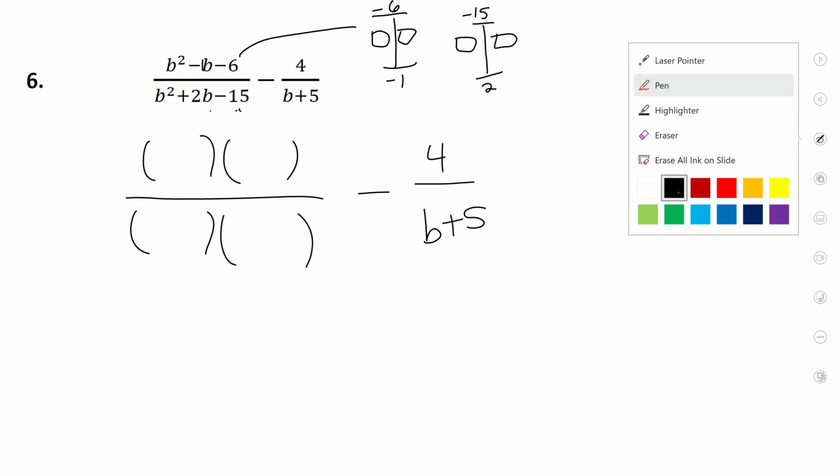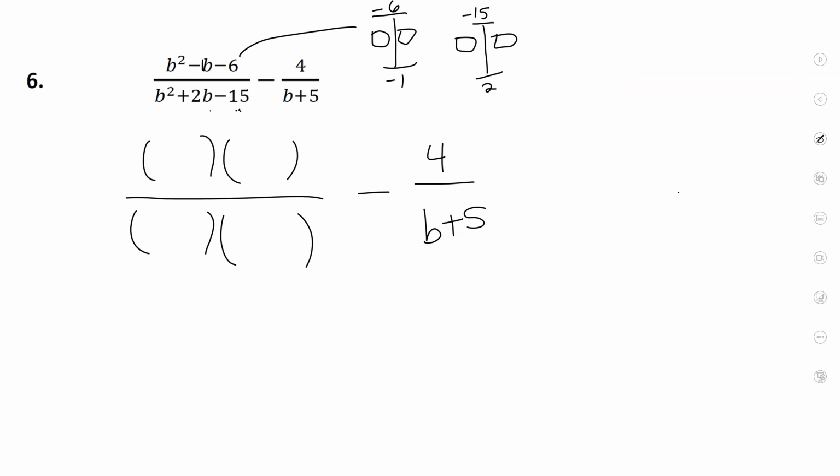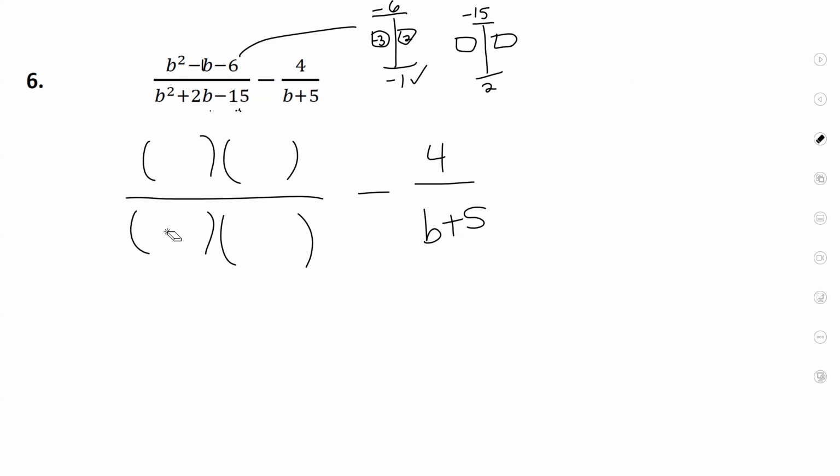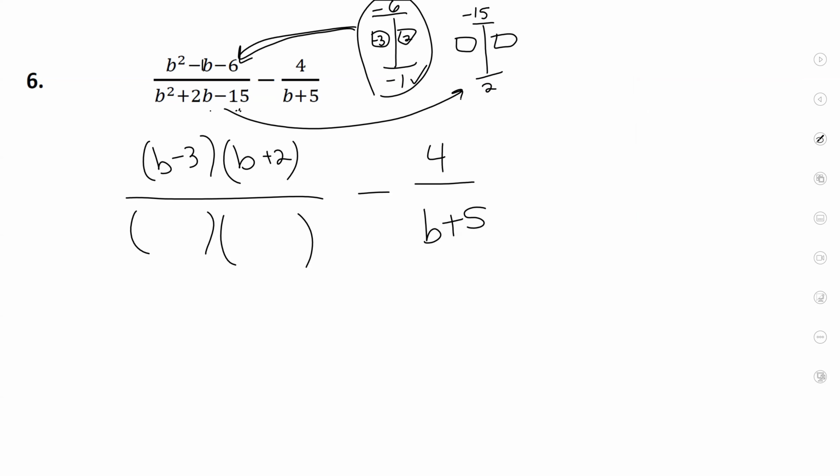Check your progress. So 2 numbers that multiply to -6 are -3 and 2, and those add to -1. So it'll be x minus 3. Oh, sorry, this is in the top, the numerator. And let me use b's. So b minus 3 and b plus 2. That's this one for the numerator. Next, for the denominator, 2 numbers that multiply to -15 are 5 and -3, and those add to 2. So it'll be b plus 5 and b minus 3.